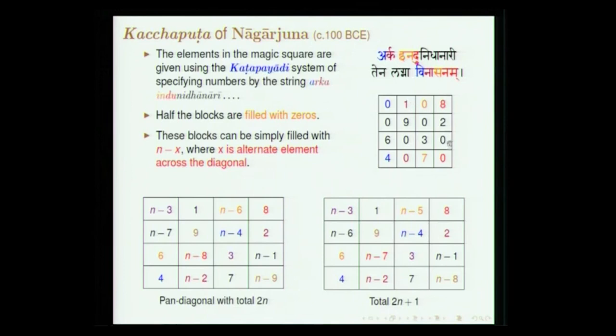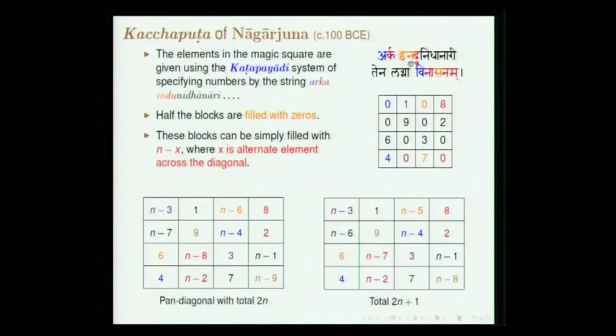Now if you look at every syllable here and try to translate it into this form of a magic square, you will see that A refers to 0, Ka refers to 1, E refers to 0. In the Katapayadi system, all vowels refer to 0, and Nya and Na also refer to 0. So Indu, Da refers to 8, Ni, Dha, Na, Ri, Ra is 2, and then Tena Lagna, Vinasanam.